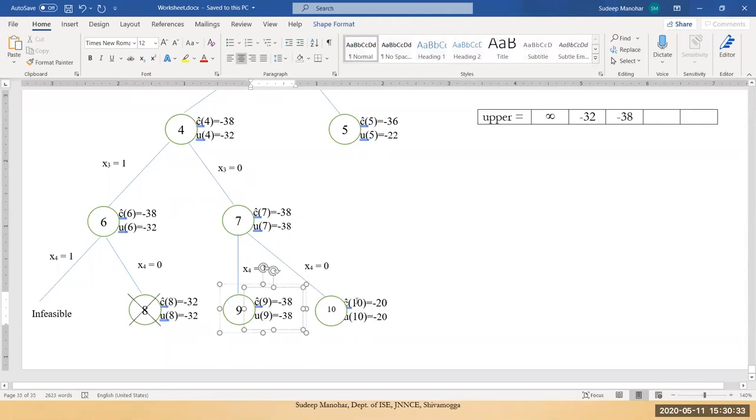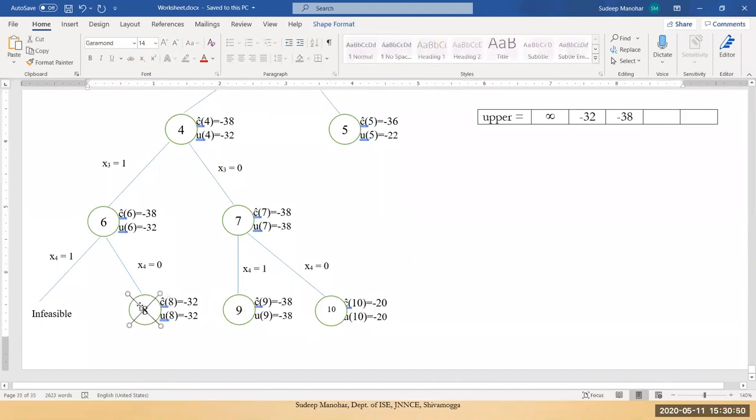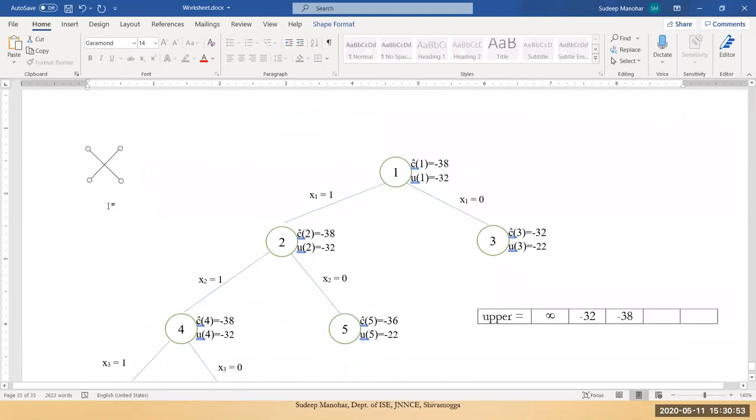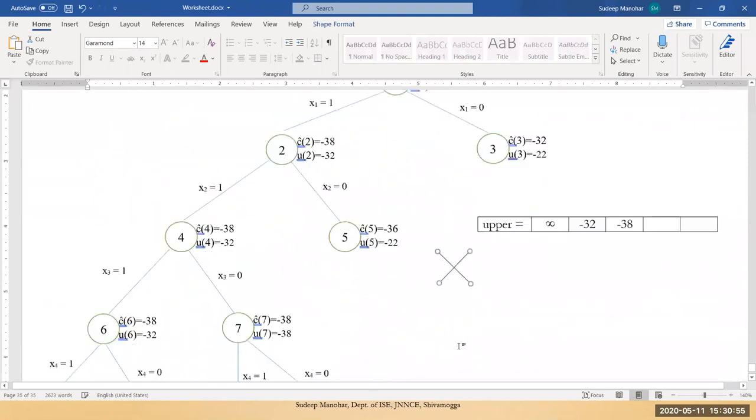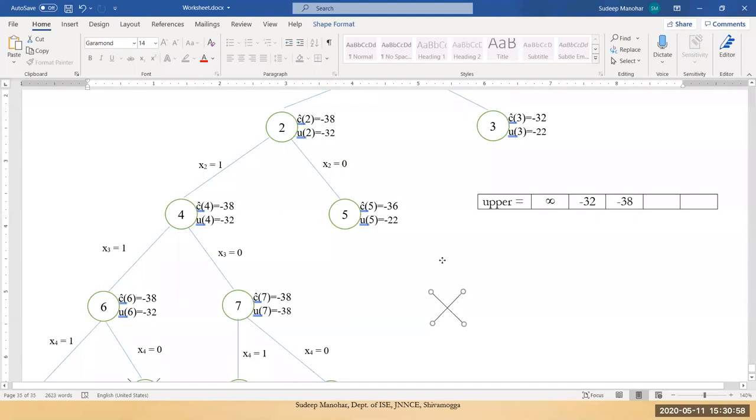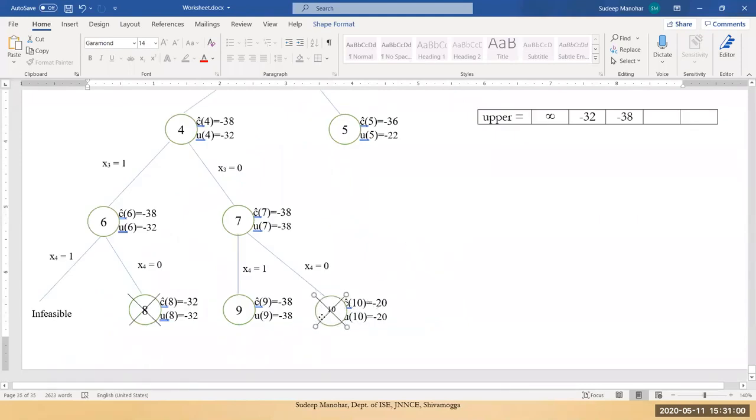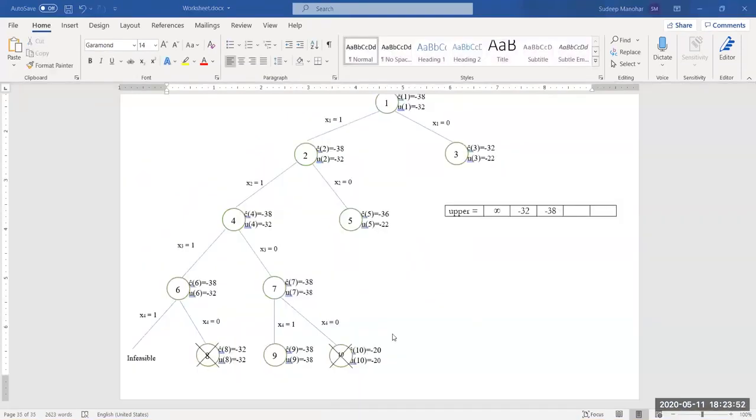So now check C of 9 and 10. Whether C of 9 is greater than upper? No. Whether C of 10 is greater than upper? Yes, minus 20 is greater. Therefore, if it is greater, you are supposed to kill the node. You have to kill this. Next, there are no nodes left in this level.